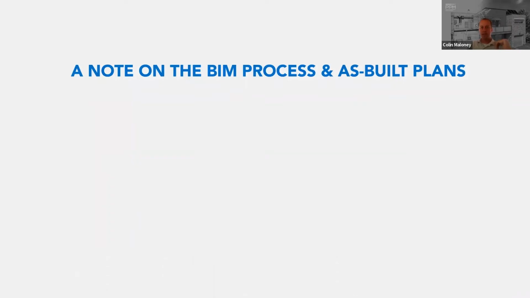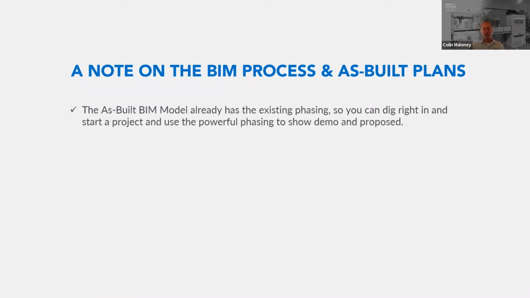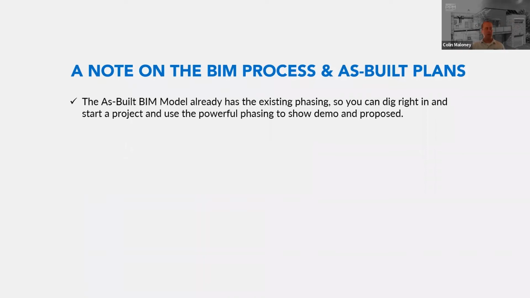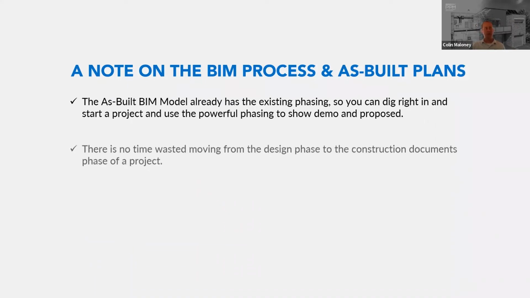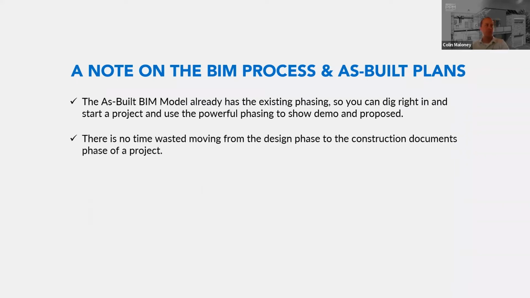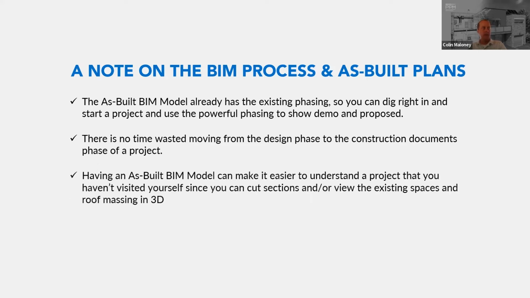There are some advantages to having a BIM model as-built, which some may not know. Sometimes a three-dimensional model is only considered for presentation or design purposes, but it also can be useful in an as-built as well. The as-built BIM model already has the existing phasing, so you can dig right in and start a project using its powerful phasing to show demo and proposed. There's no wasted time moving from the design phase to the construction documents phase of a project. Having an as-built BIM model can make it easier to understand a project that you haven't visited yourself, since you can cut sections and view the existing spaces and roof massing in 3D.